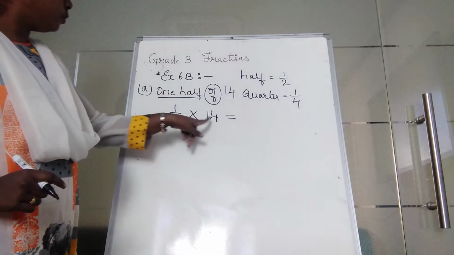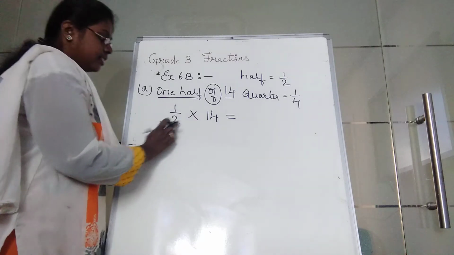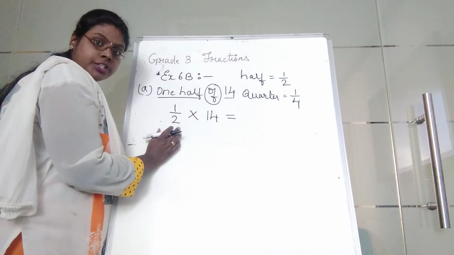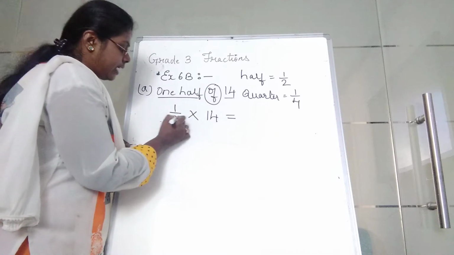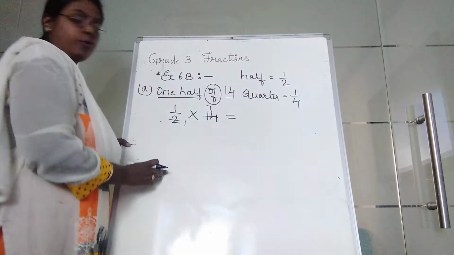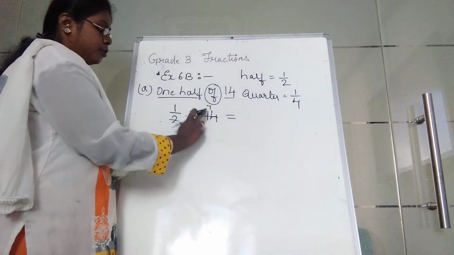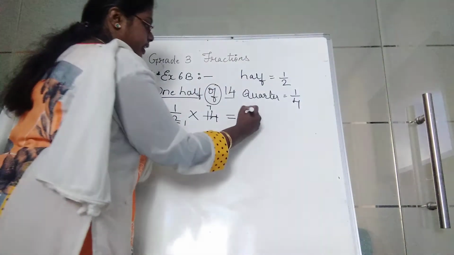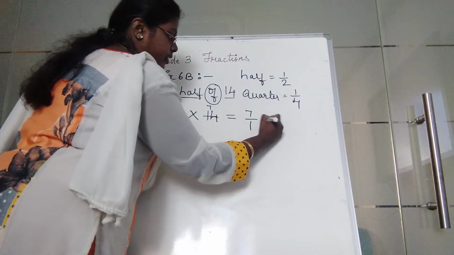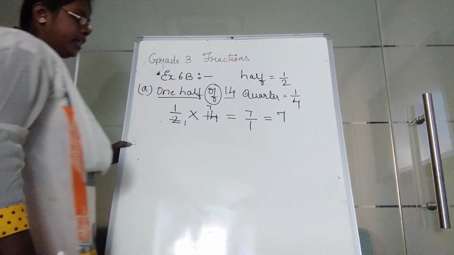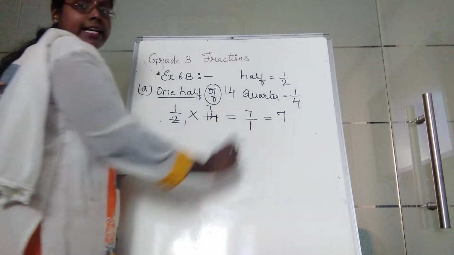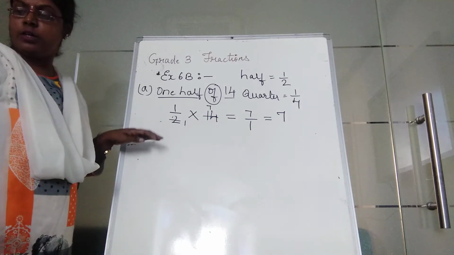1/2 into 14. You can cancel the numerator with the denominator. So this is the division part. Here I can cancel: 2 1s are 2 and 2 7s are 14. And the remaining part you need to multiply. 1 into 7 is 7, and here it is 1. So 7 by 1 is equal to 7. So 1/2 of 14 is equal to 7.